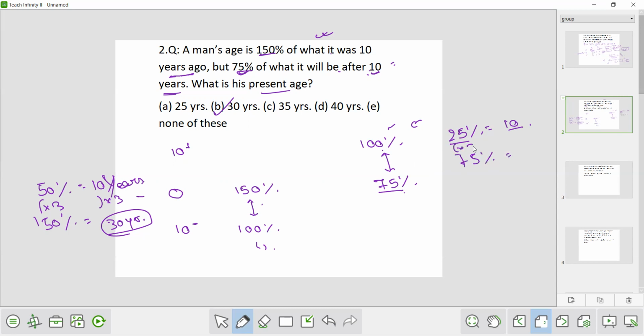So 75% is equivalent to how much? So it will be 3 times, 30 years. So either you solve by this condition or by this condition, you will get the same answer, that is 30 years.